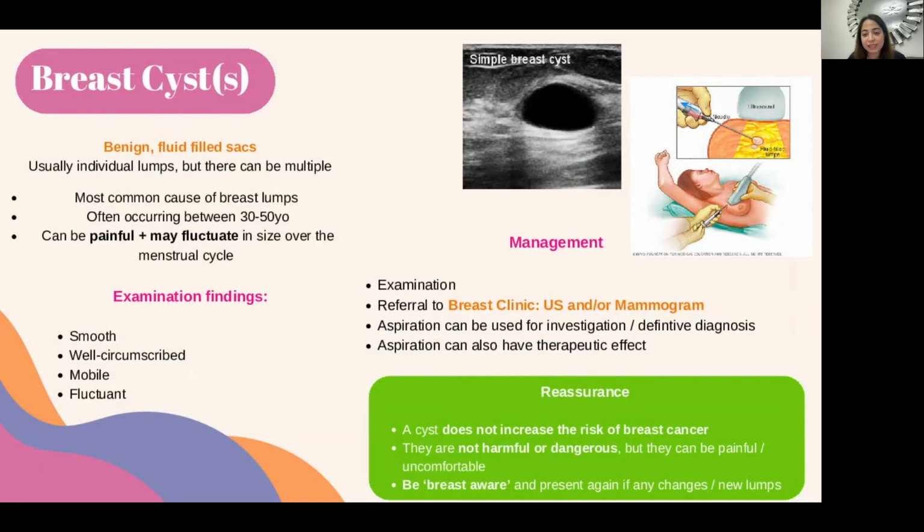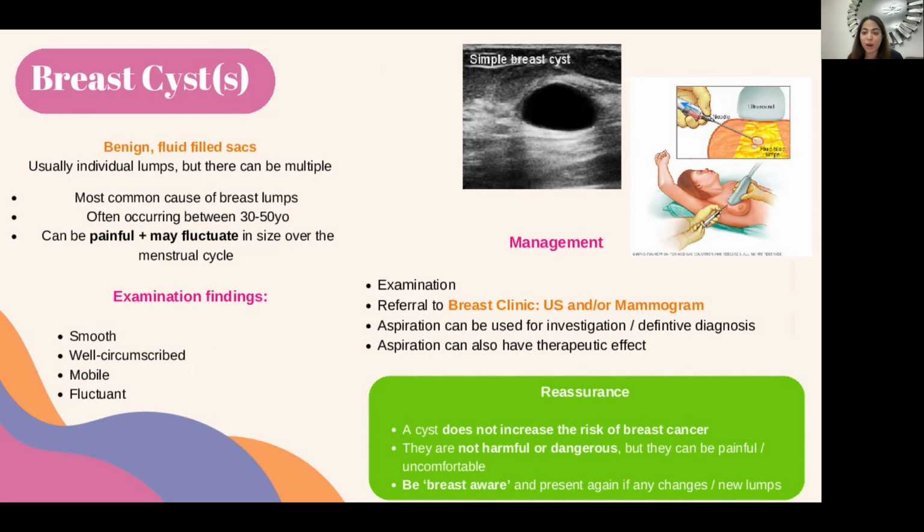Next is breast cysts. Usually they can just be one, but some patients can end up having multiple, and these are benign. It's really important to make sure that we reassure patients when we have these presentations that they are benign, because patients can freak out and think the worst in these scenarios. They're fluid-filled sacs as well, so again, they can feel fluctuant rather than hard like a proper breast lump. As I said, they're usually individual lumps, but there can be multiple. They are the most common cause of breast lumps for patients coming in and complaining of breast lumps.